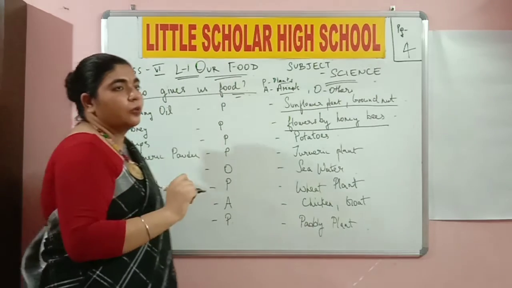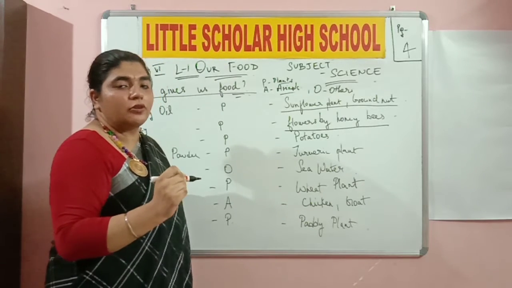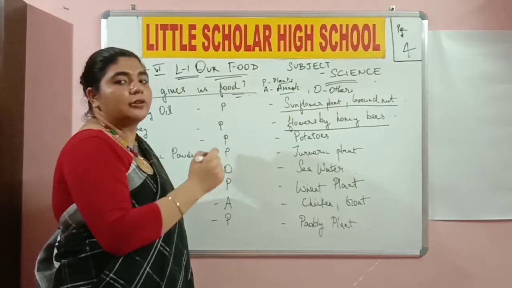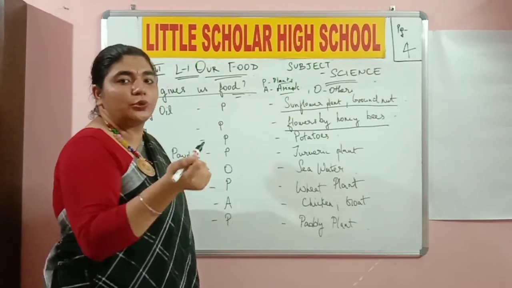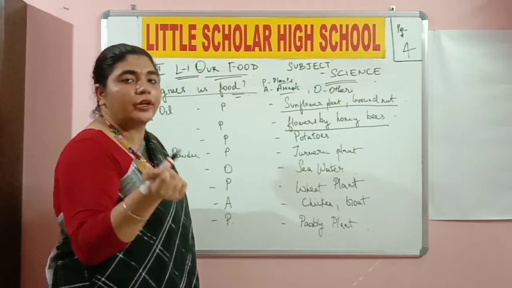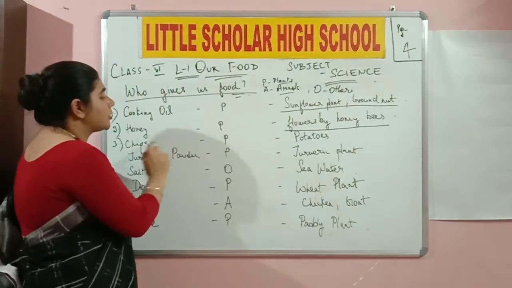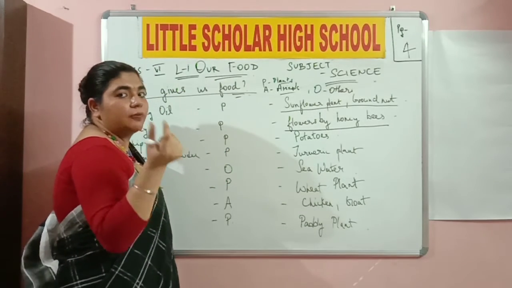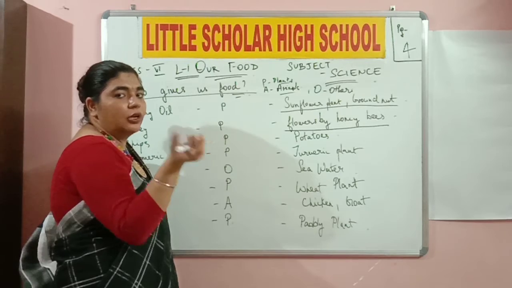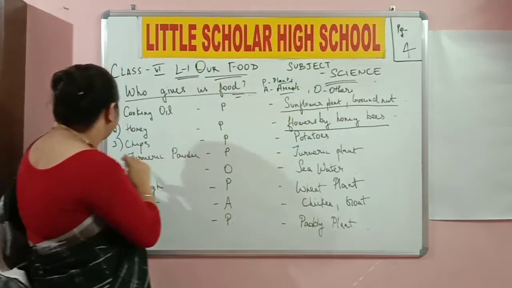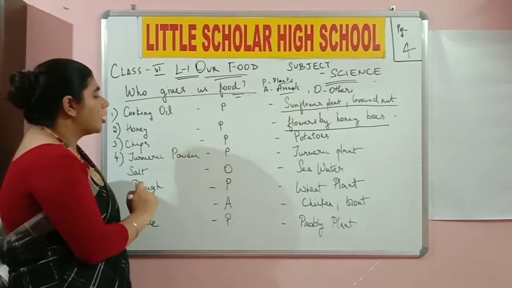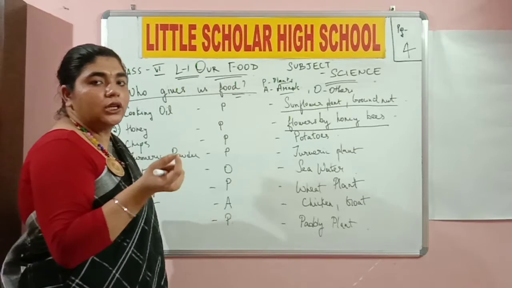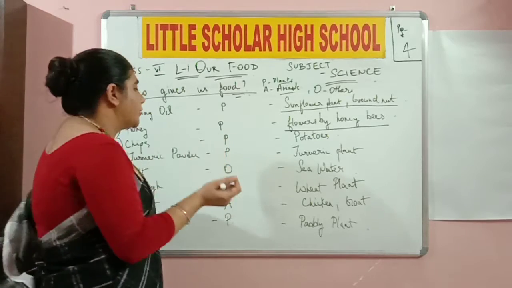Third one, chips. Whenever your mom says that chips are not good for health, but chips are also taken from plants. Of course, the resulting product that you eat, chips, are oily and they are not good for health. Please avoid them. But chips are also originally obtained from potatoes. Potato chips, and potato is nothing but a vegetable obtained from a plant. So mention P over here. The fourth one is turmeric powder, haldi. It is also obtained from turmeric plant.